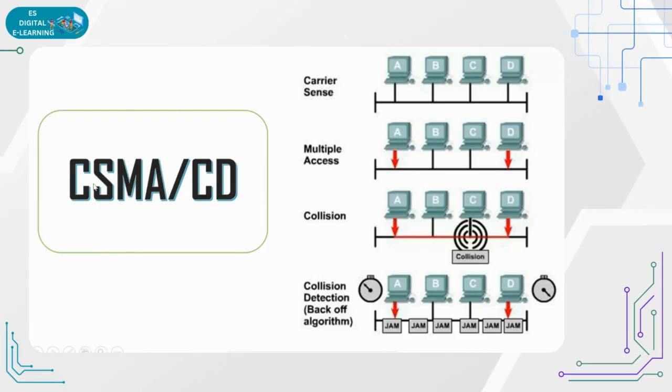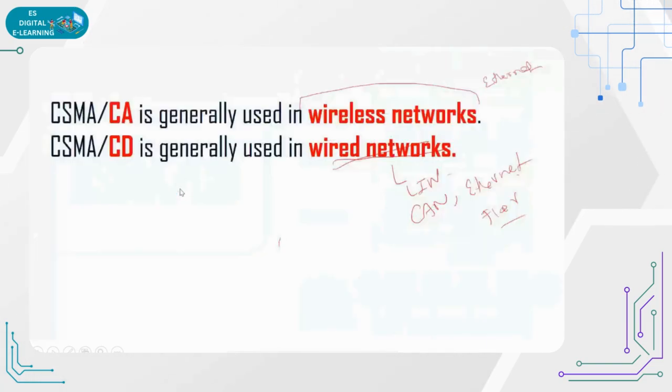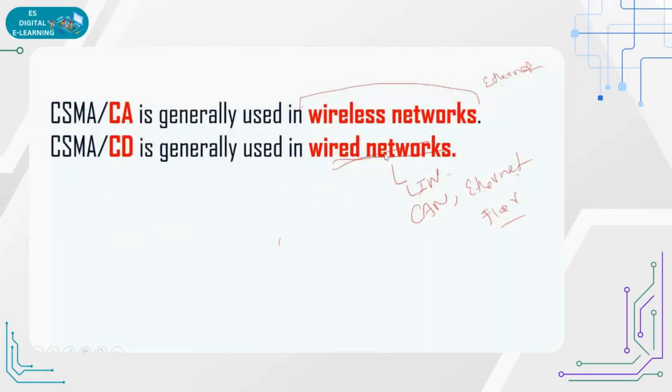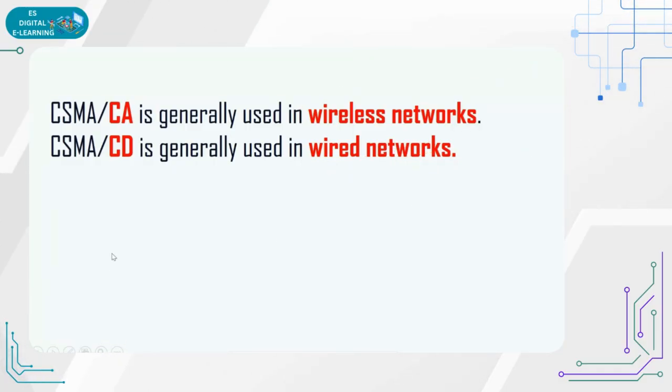You can write down CSMA CD. The topic is CSMA CD. CSMA CD is generally used in wired networks. In parallel, you can write down that CSMA CA is generally used in wireless networks, for understanding both ways of communication.